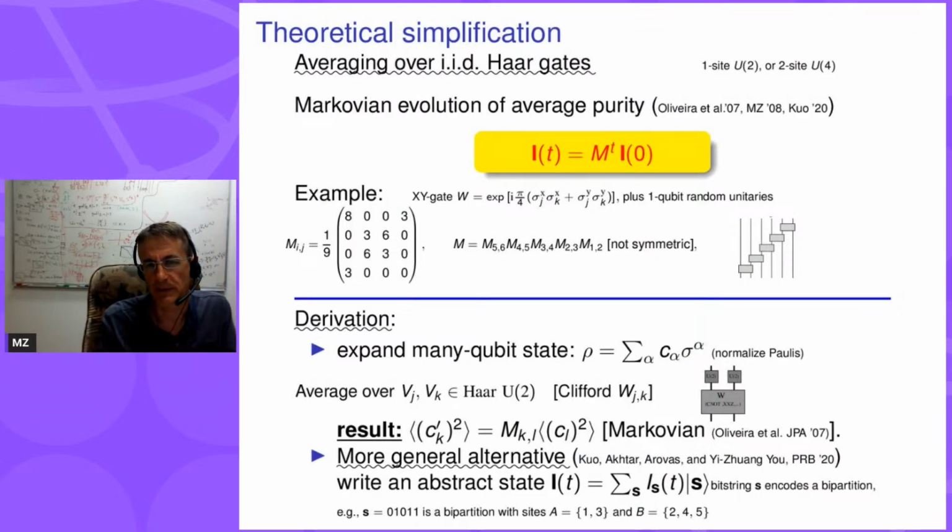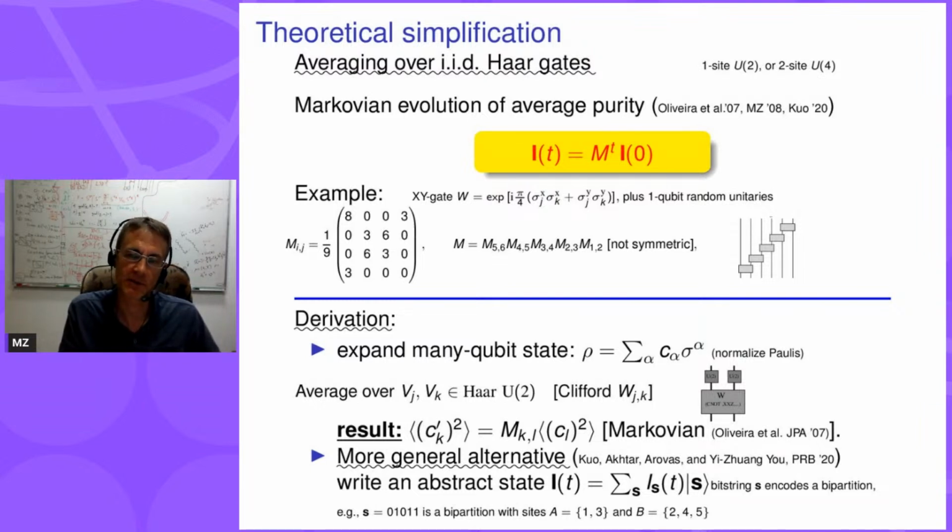All right, just two sentences on how you get this Markovian description, to give you a flavor of how it looks at the end of the day. So we have these random gates, either two-qubit random or just single-qubit random unitaries. And after you average over those Haar random gates, it turns out that purity is described as a simple Markovian process. This was first observed by Oliveira and company in 2007. And there was also a very nice recent paper from 2020 by Yi Zhuang You and collaborators, and I'm basically using their formulation.